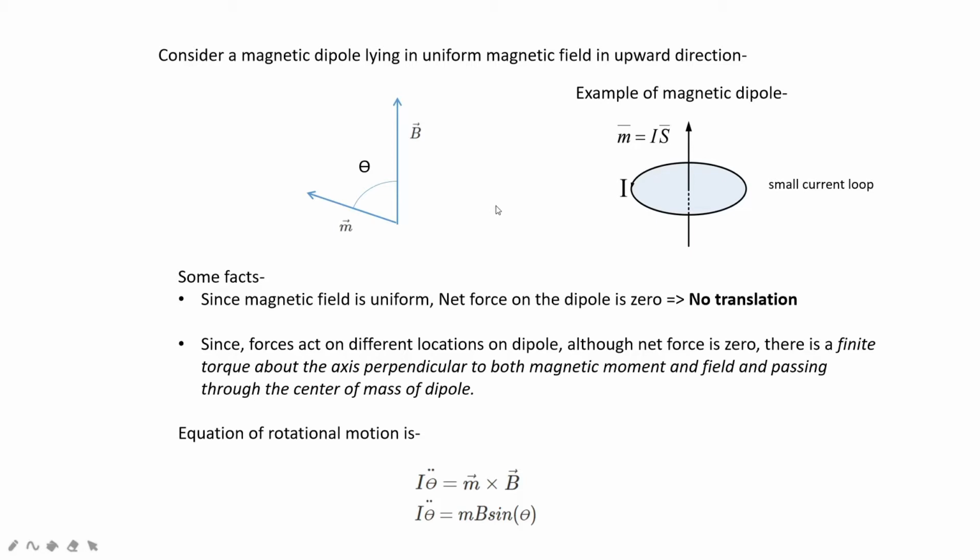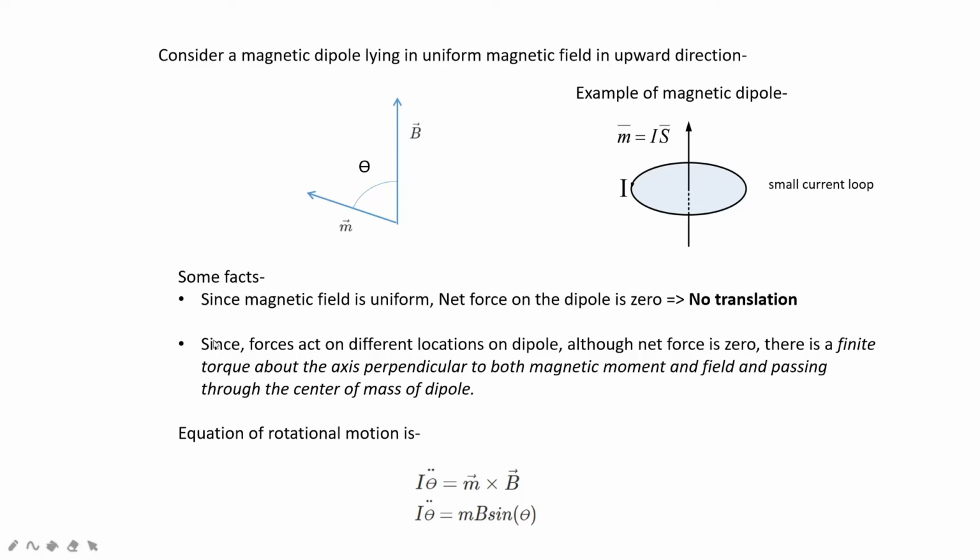Okay, an example of a magnetic dipole would be a current carrying loop in which the magnetic moment would be defined as the current times the area vector according to the right hand rule. Okay, with that out of the way, let's see some facts about this system.